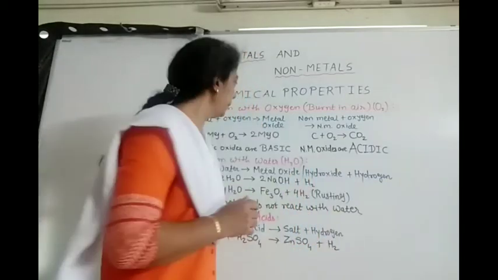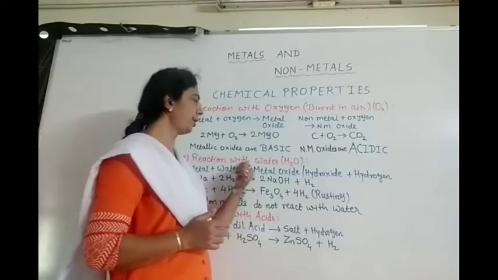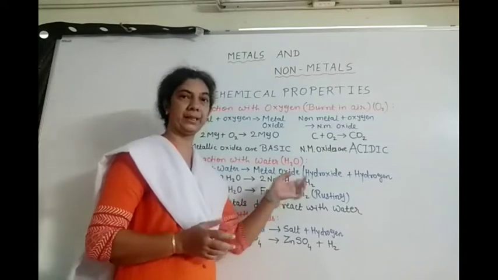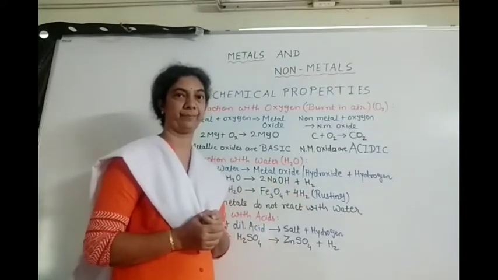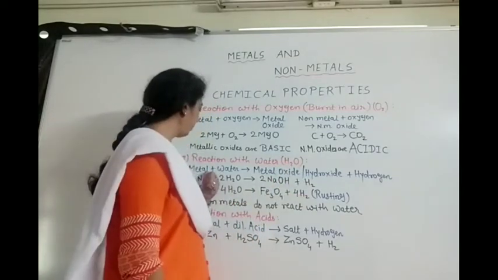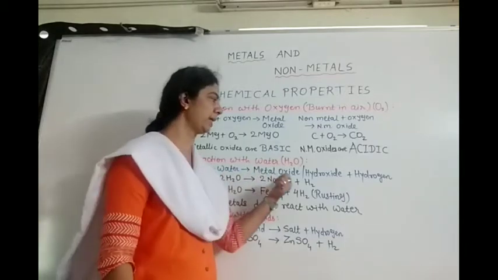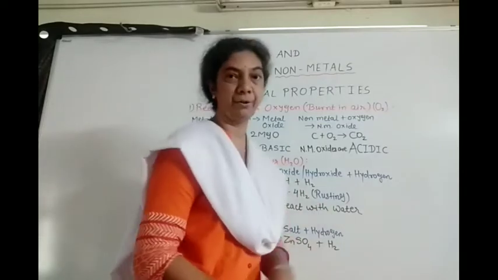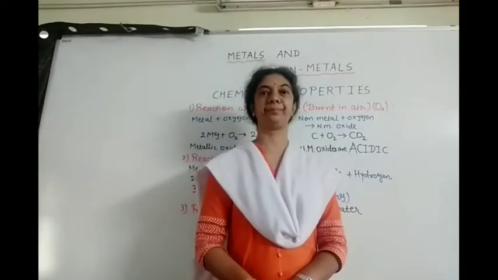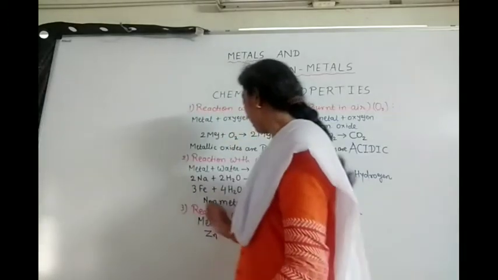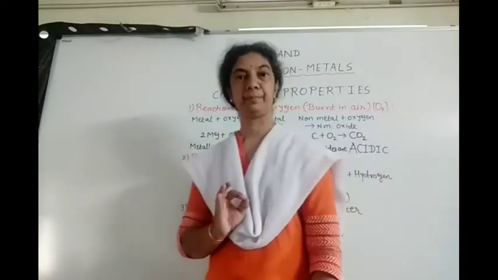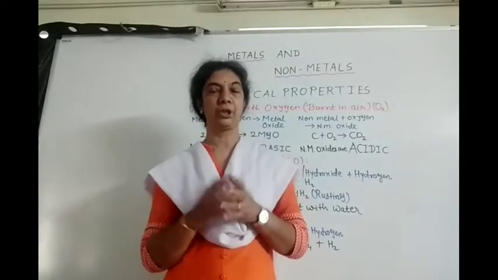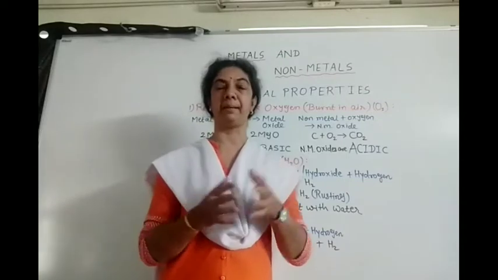Then second chemical property, that is reaction with water. And the formula of water is H2O. The word equation we can write: metal plus water gives metallic oxide or hydroxide and hydrogen gas. The non-metals generally do not react with water. So we will talk about only the metals.